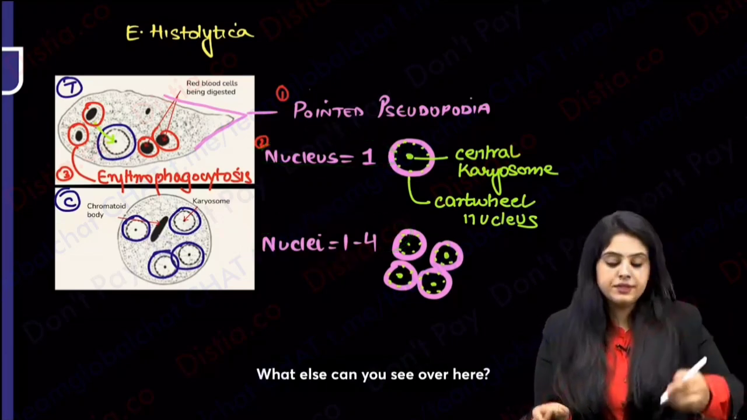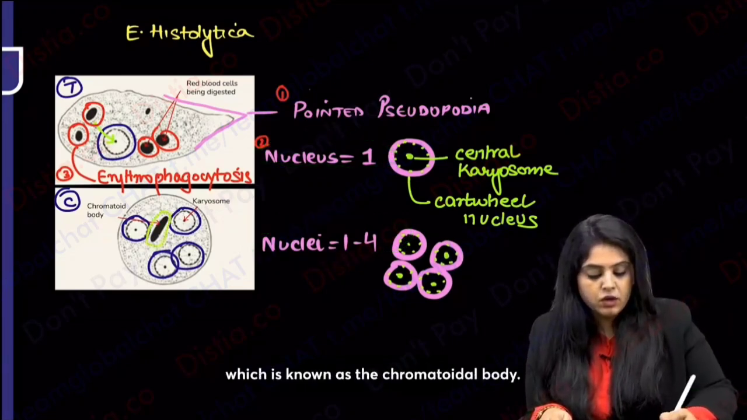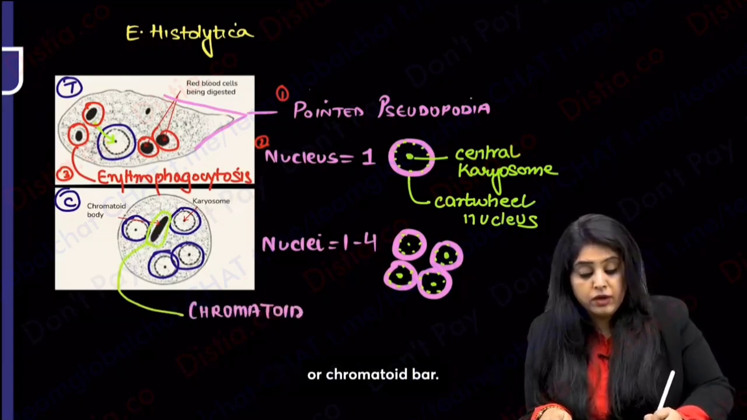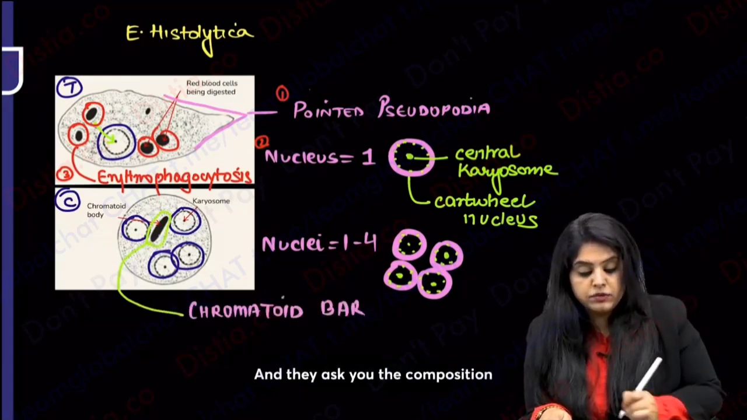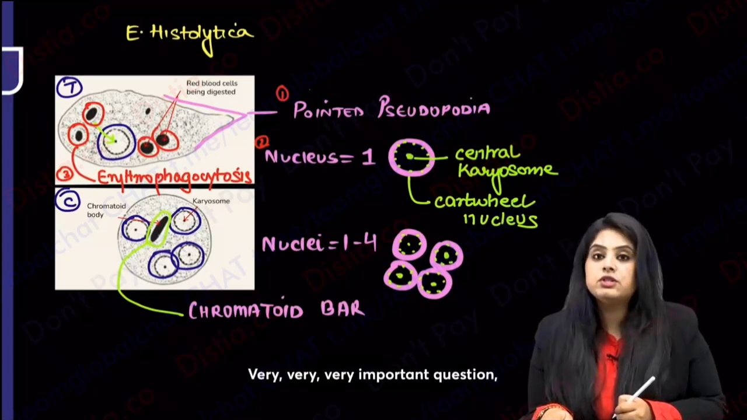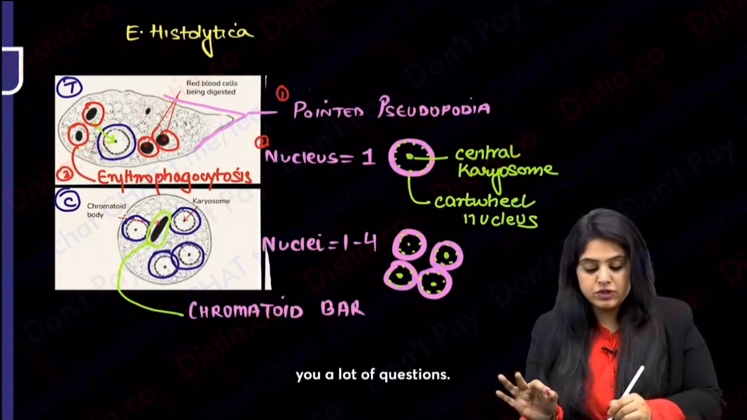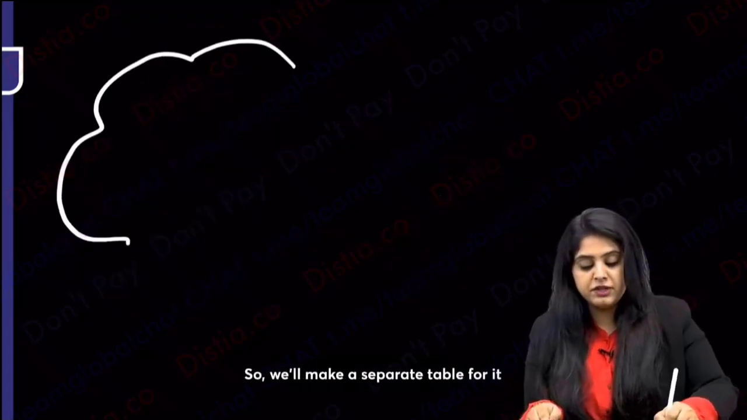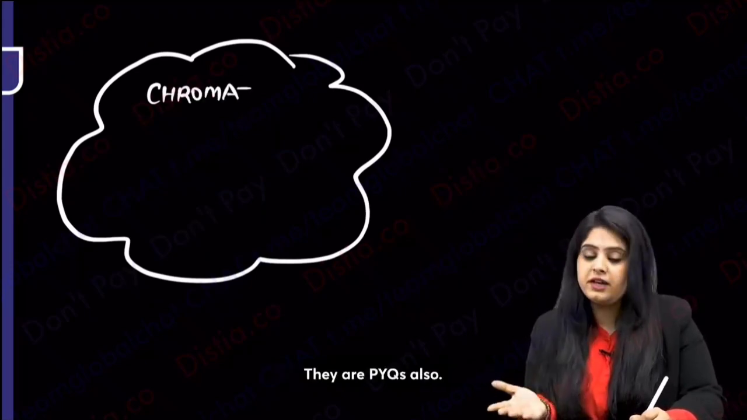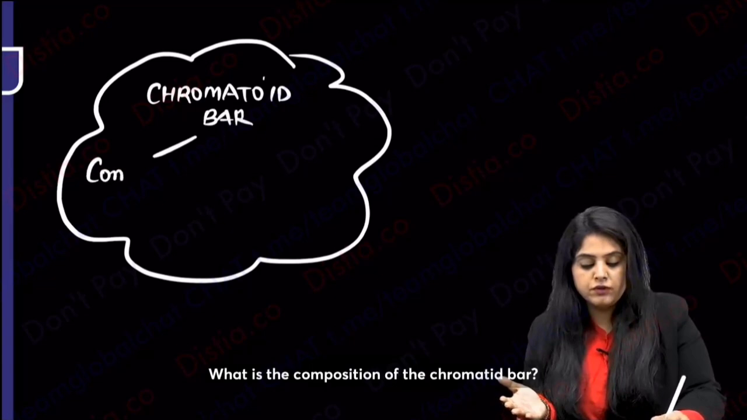What else can you see over here? I can see a very, very thick body, which is known as the chromatoid body or chromatoid bar, and they ask you the composition and the stain for this bar. Very, very important question that I'm going to tell you now. This chromatoid bar is going to get you a lot of questions. So we'll make a separate table for it because I'm expecting both these questions in future exams. They are PYQs also. So first and foremost, they ask you what is the composition of the chromatoid bar.